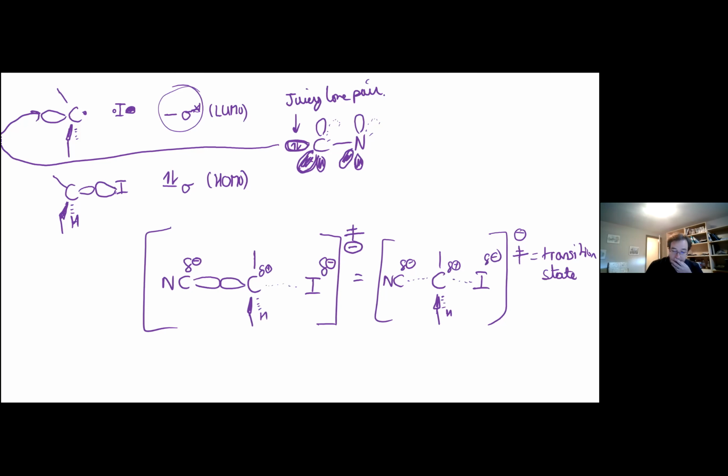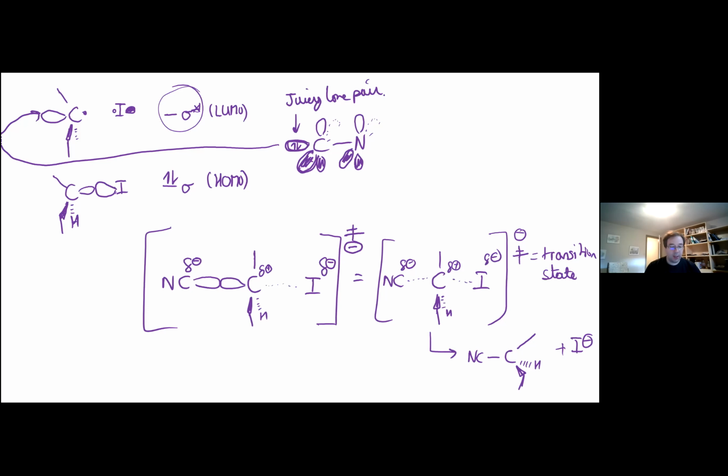So this is the transition state, but it's not going to stay like this. We're going to make the cyanide bond and break the iodine bond. And so this resolves into cyanide being on that side. And now our atoms have coned out the other way.